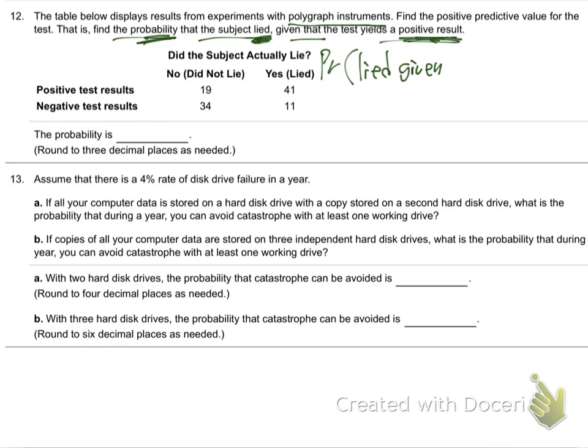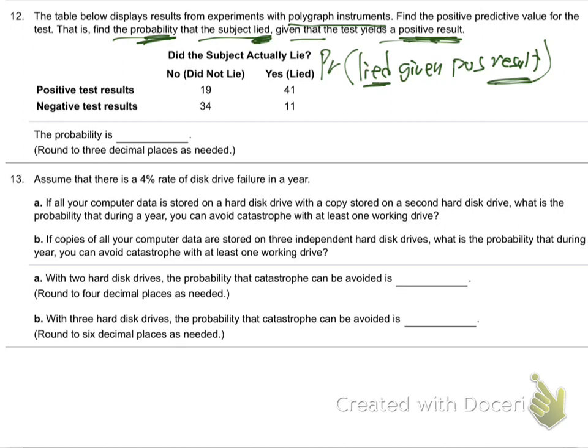What does that mean, positive result? Positive test result means the polygraph deemed them to lie. Yeah, the polygraph said they lied, right? So what's the probability they really did lie when the thing says they lied? That's what they're basically asking us.